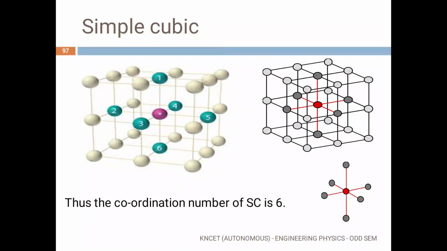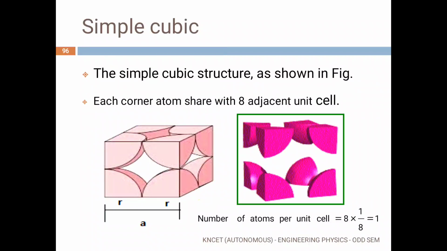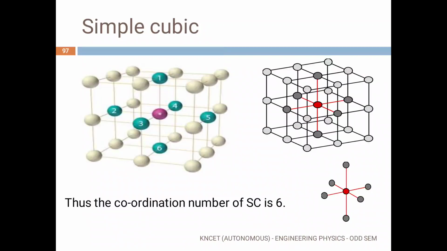In simple cubic, each corner atom is shared by 8 adjacent unit cells. So we can write the total number of atoms per unit cell is equal to 1/8 times the total number of corner atoms. That is, 1/8 means each corner atom is shared by 8 adjacent unit cells. The total number of corner atoms is 8. So 1/8 into 8 is equal to 1.